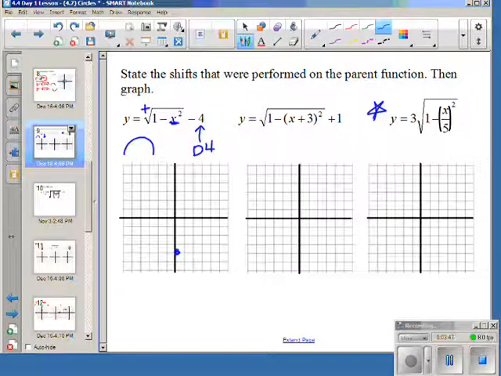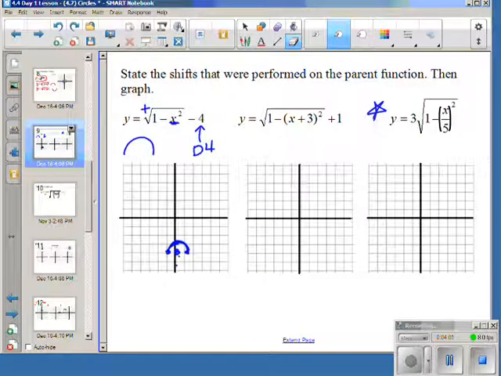So the radius is still 1. We don't have any stretches. So I'm going to go up, right, up, and to the left. And I really don't need that center point because it's not going to be graphed. But sometimes it's helpful to start with that and then erase it at the end. So that's the top portion of my circle.